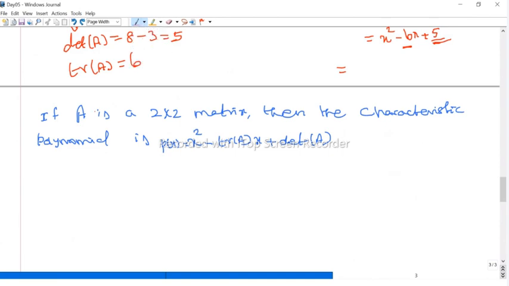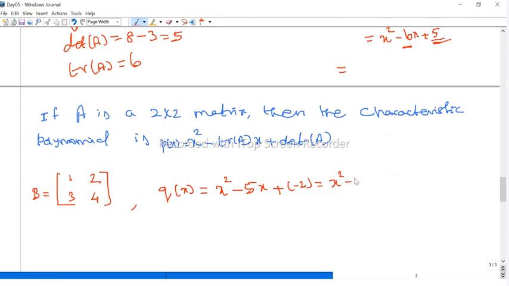So for example, if you take any 2 by 2 matrix, suppose I'm taking 1, 2, 3, 4. This is our matrix. We call it B. What is the characteristic polynomial of B? We call it Q of x. What is the characteristic polynomial? x square minus, what is the trace? 1 plus 4 is 5, times x. And then plus, what is the determinant? 4 minus 6 is minus 2. Therefore we get x square minus 5x minus 2. So this is the characteristic polynomial of the matrix B.